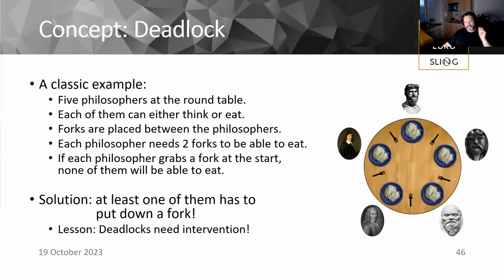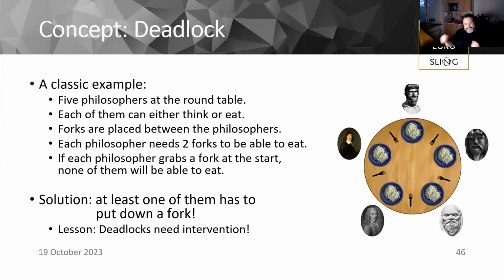Okay, how does it look? This is a classic example, and in many books on parallel processing this thing is illustrated. This is about the only example from the real world they give you. So you have 5 philosophers at a round table. Why philosophers? I don't know. They can either think, so let's call them philosophers. And there are forks placed between the philosophers, and for some very strange reason, each philosopher needs 2 forks to be able to eat. Okay?